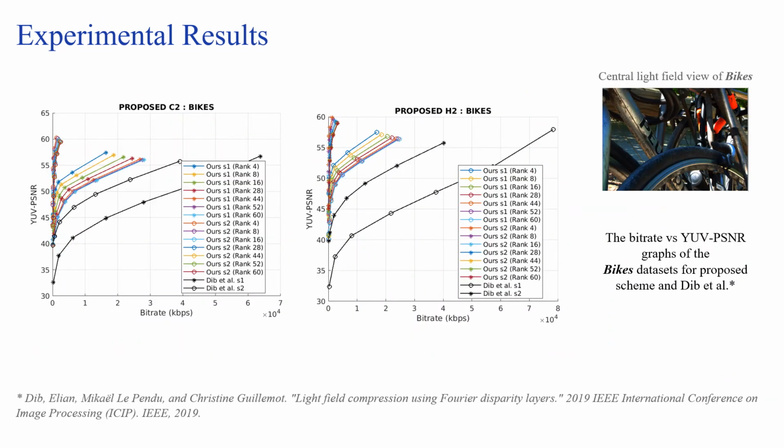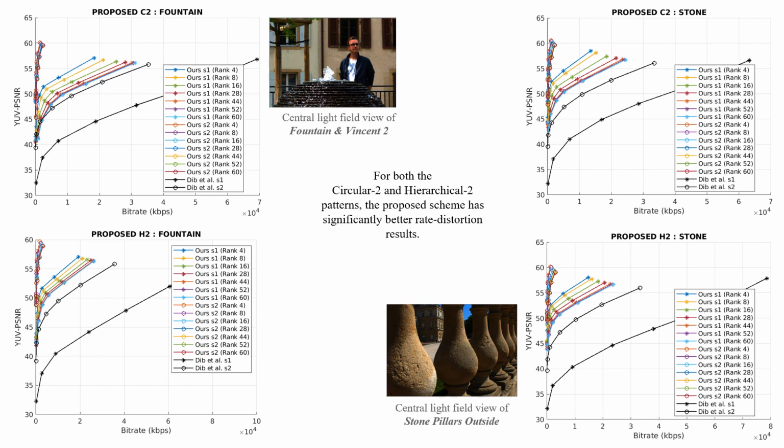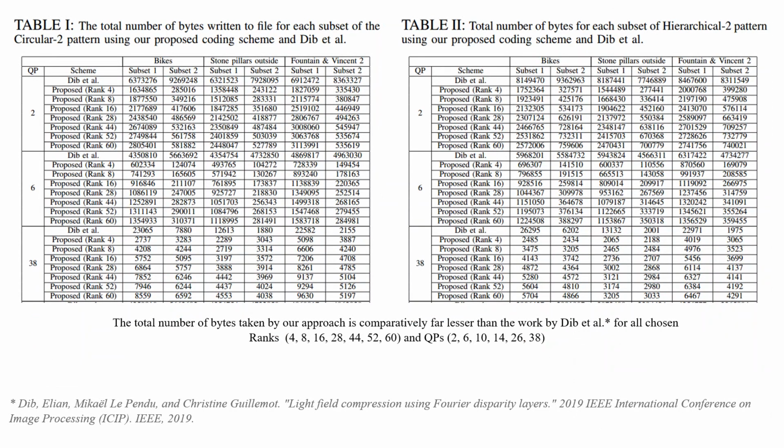We compared our coding scheme with the direct compression of light fields using FTL proposed by Elin, Dib and group. The bitrate versus PSNR graphs for the bikes data is shown here. Evidently, the proposed coding scheme outperforms the anchor by large margins. The same trend in rate distortion curves is observed for the fountain and Vincent 2 and the stone pillars outside light field datasets. The total number of bytes taken by our approach is comparatively far lesser than the work by Elin, Dib and team for all ranks and quantization parameters.